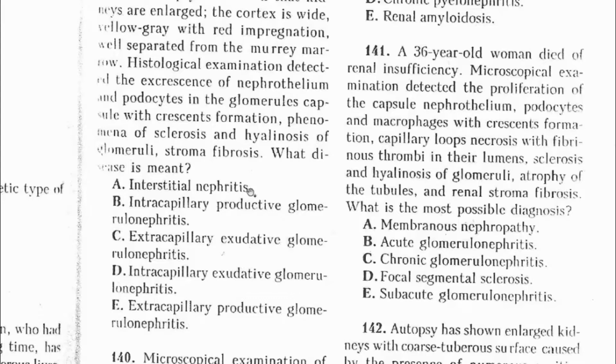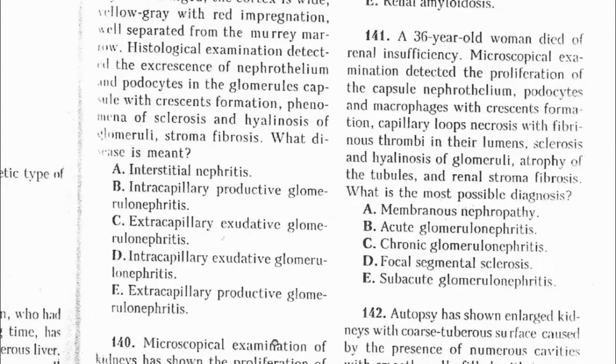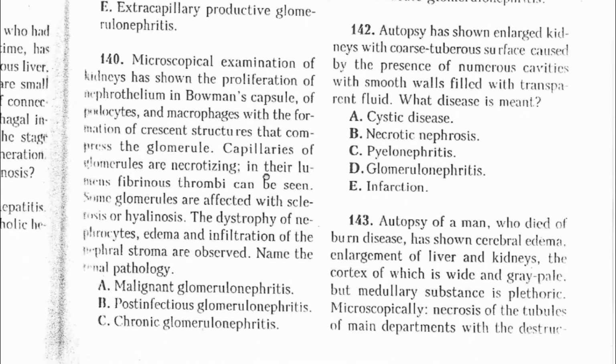extracapillary proliferative glomerulonephritis is typical for rapidly progressive, in other words, crescentic glomerulonephritis due to the formation of what? Crescents in the Bowman's capsule. So this question can be diagnosed as rapidly progressive glomerulonephritis. Hence, our answer is E. Extracapillary proliferative glomerulonephritis. For more, just look into the description and get the book for yourself.